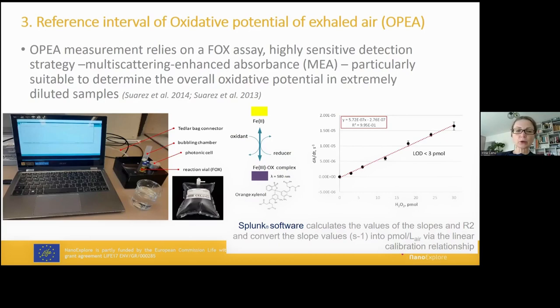So what we also do is the standardization of the OPA by the oxidative potential in the ambient air, because the air we breathe, we inhale, could reflect also the state of the oxidation of the air which is exhaled. So we do usually the ratio of OPA by oxidative potential in ambient air to standardize for this influence.